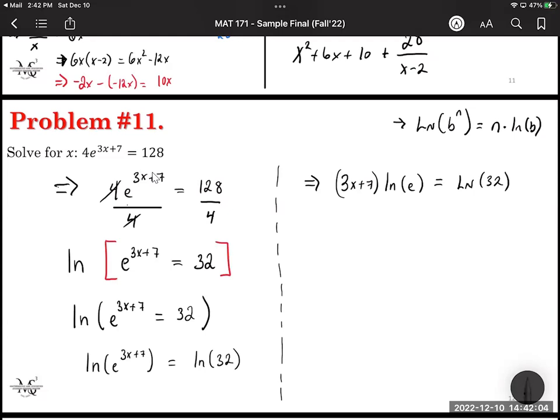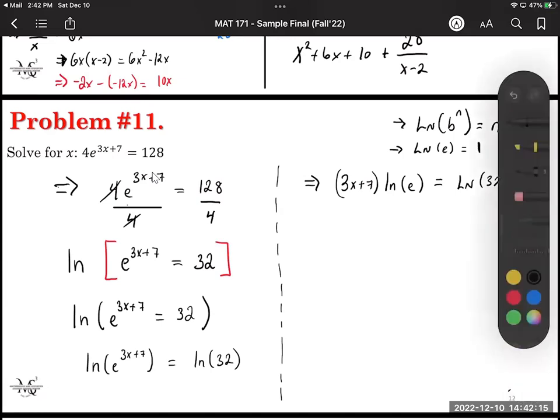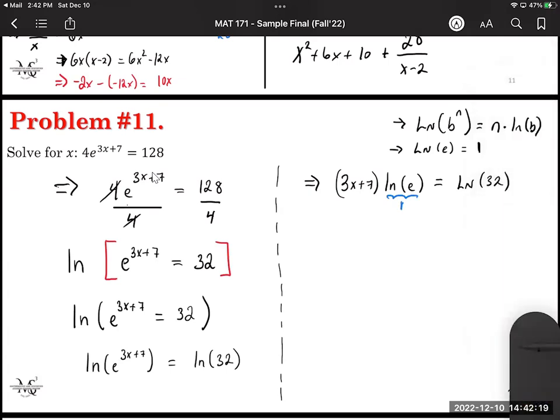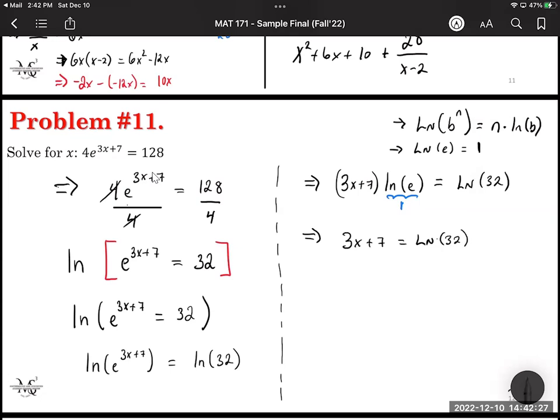All right. Now there's another important rule. Does anybody know what ln of e is going to be? 1. It's always equal to 1. So this value is going to be equal to 1. When I multiply by 3x plus 7, you will still get back your 3x plus 7 is equal now to ln of 32.